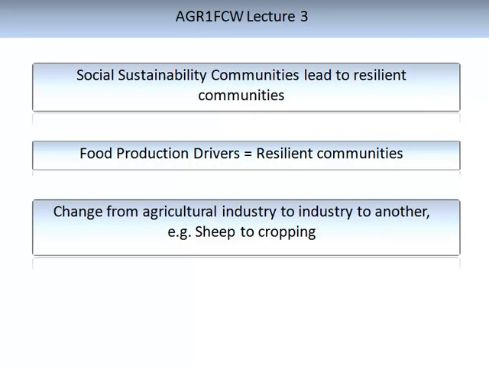Communities that are socially sustainable can lead to a concept of resilience. This is not something I'm going to cover here, but we will touch on it later on in this subject. So, food production drivers can be aided by resilient communities. That is, if one agricultural industry is no longer economically viable in an area, the community can help to adjust and change to another agricultural industry. For example, if the sheep industry is no longer viable, you may choose to change your industry to cropping. It may not be viable because international market and demand for sheep are no longer there.